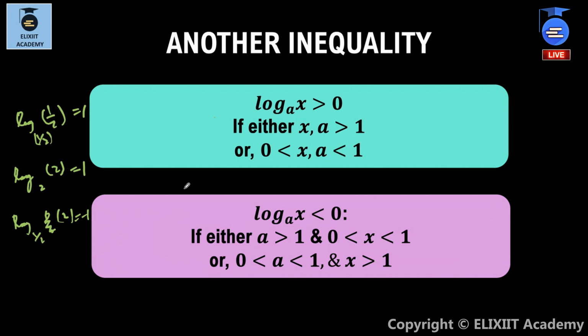Otherwise, it is not negative. If both of them are more than 1 or both of them lie between 0 and 1 at a time, then it is positive. But if one lies between 0 and 1 and the other is more than 1, obviously the output will be negative. So you may take this down also, which is just the direct application of the previous property, nothing else. Okay, so the previous two and these two.